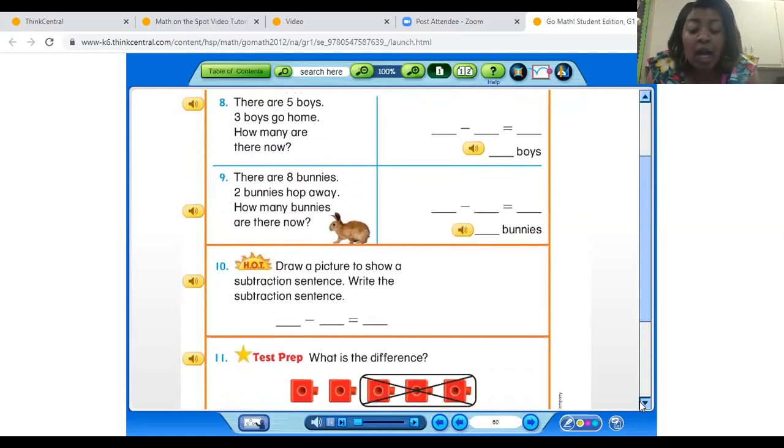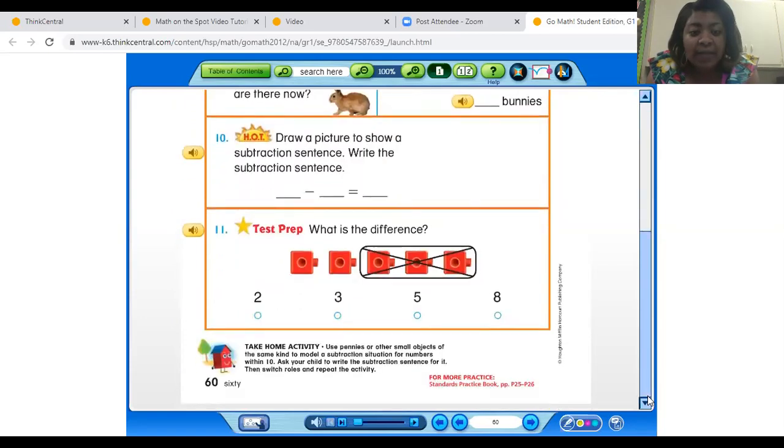Number 10, draw a picture to show a subtraction sentence. Write the subtraction sentence. So right here, I want you to be as creative as you can be. You can draw butterflies, you can draw bunnies, you can draw smiley faces, you can draw markers or crayons. But whatever it is, I want you to draw it. I want you to take some of those away, and I want you to write the subtraction sentence.